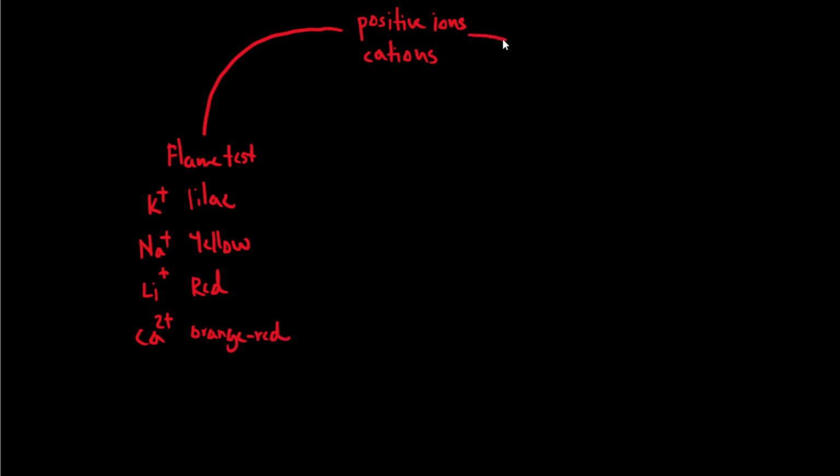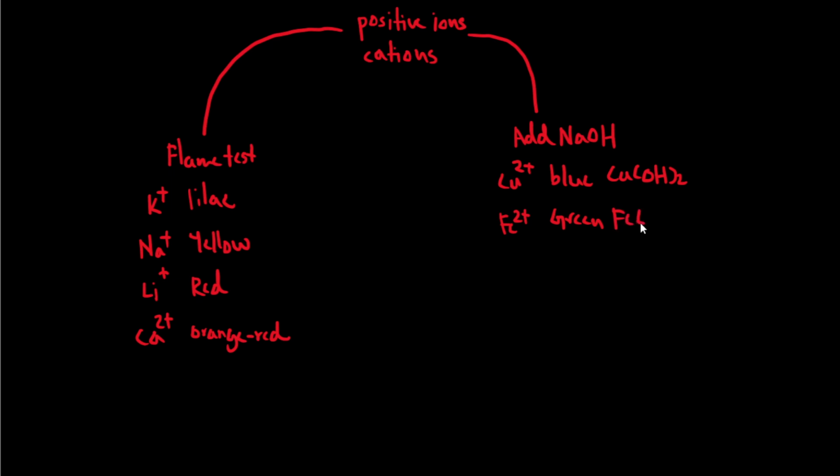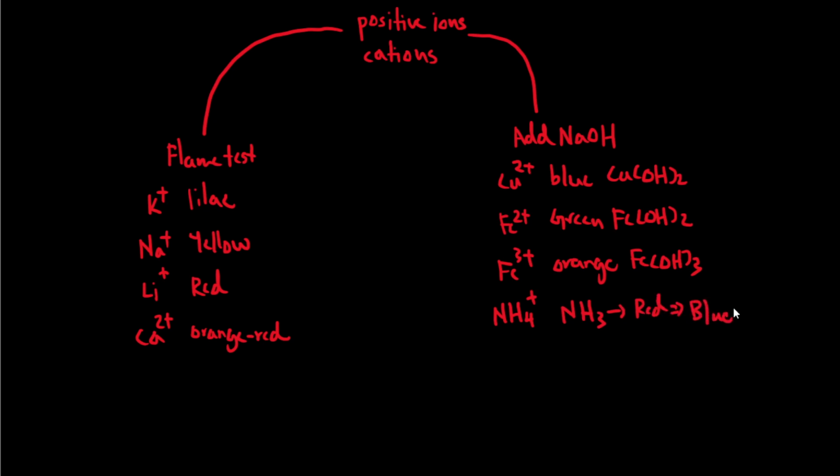Alright, so as for another one, we are going to add sodium hydroxide. If we have copper ions, we will have a blue precipitate of copper 2 hydroxide. If we have iron 2 ions, we will produce a green precipitate of iron 2 hydroxide. If we have iron 3 ions, we are going to have orange or brown precipitate of Fe(OH)3. And if we have ammonium, we are going to produce an ammonia gas, which will turn the red litmus paper into blue. So this is the summary for the positive ions cations test.